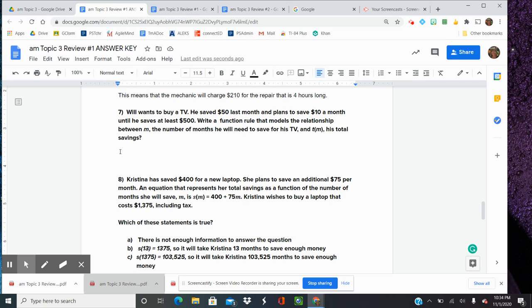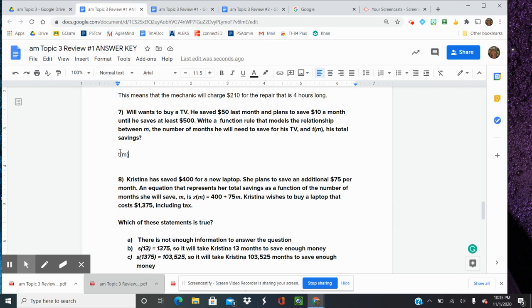Write a function rule that models the relationship. It's telling me to use T of M and M. T of M is going to be his total savings. M is going to be the number of months. So his total savings is the amount that he saves originally plus his $10 a month. Remember we talked the other day about what is the constant and what is the variable part of the function. The part that varies here is the months. It's the $10 a month part.